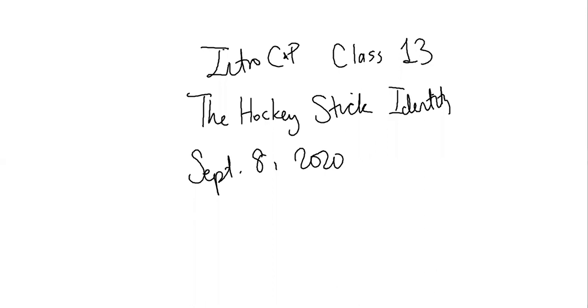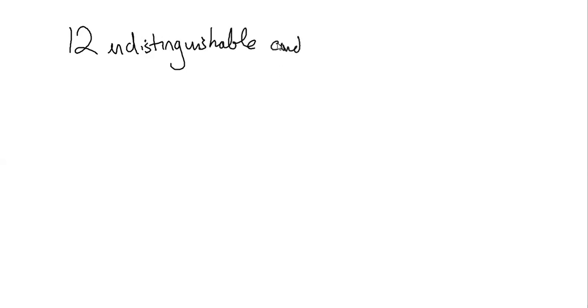So today we're going to talk about the hockey stick identity. I'm going to provide some background first, because I think that's always important to do. Let's consider the following question. I have 12 indistinguishable pieces of candy. We all remember what indistinguishable means: there's no difference between two candies. And 4 distinguishable kids. That's the premise, and we're trying to distribute candies to kids.